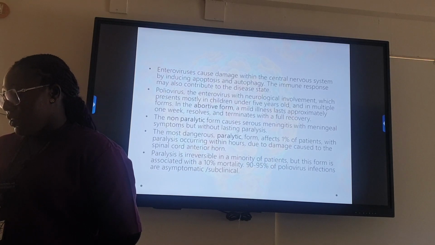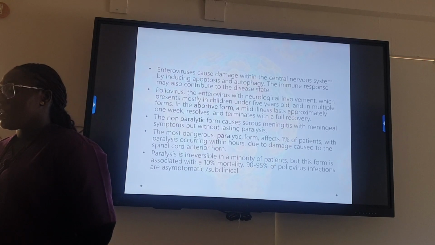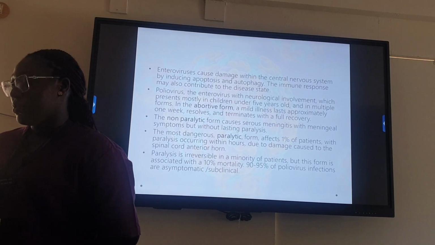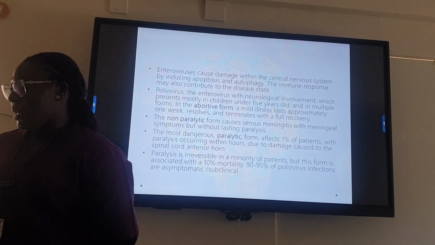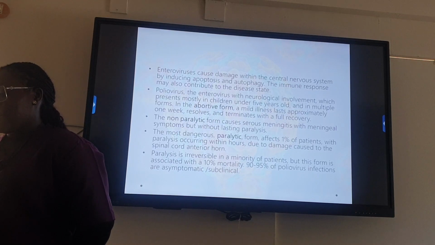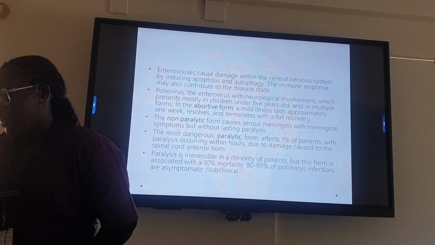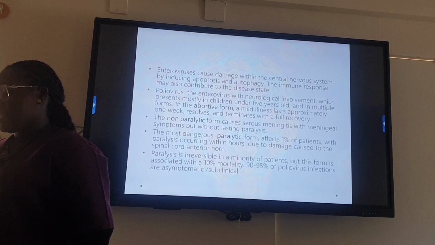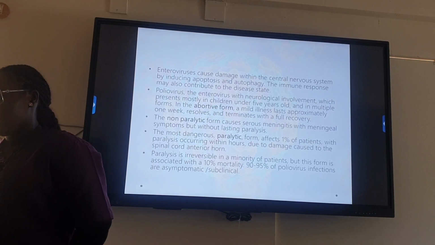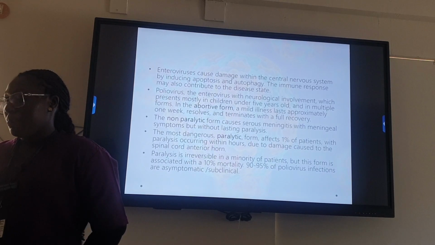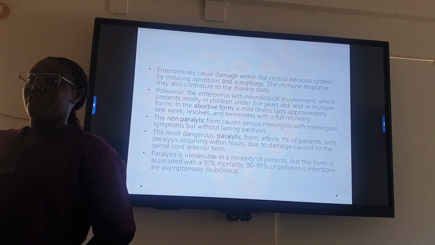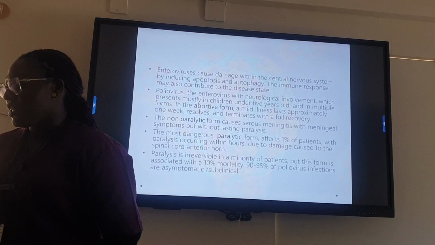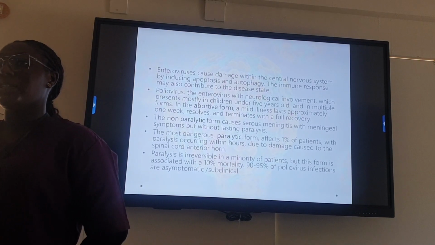Poliovirus is the enterovirus with neurological involvement, which presents most in children under 5 years and in multiple forms. In the abortive form, mild illness lasts approximately 1 week, with full recovery. In the non-paralytic form, it may cause symptoms, but without massive paralysis. But in the paralytic form, it affects 1% of patients with paralysis, which occurs within hours. And most of the time, the paralysis is irreversible. 90 to 95% of poliovirus infections may be asymptomatic or uncomplicated.